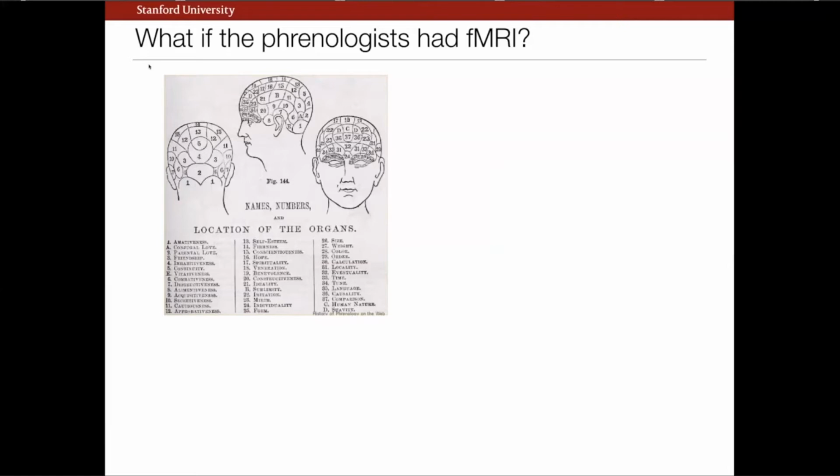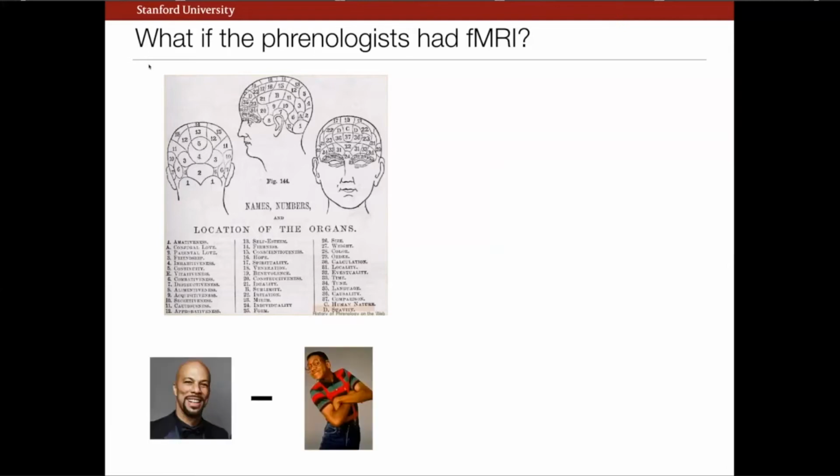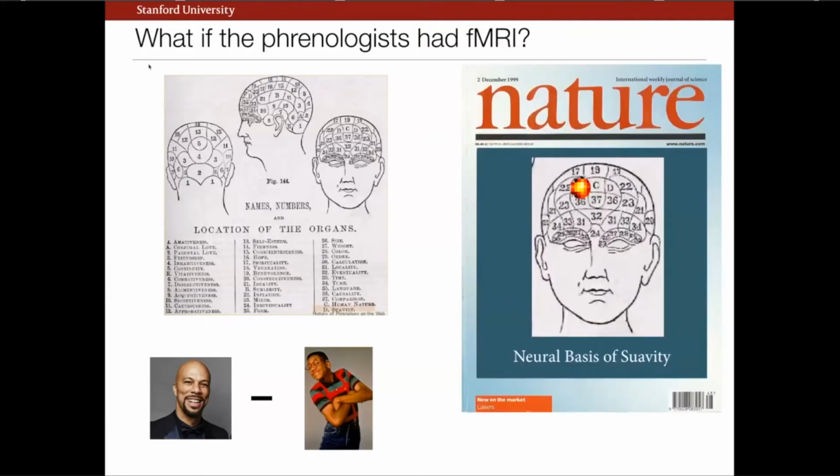But nonetheless, if the phrenologists had gotten their hands on fMRI, they could have done experiments. So let's say that you're a phrenologist who's interested in suavity, and you want to do an experiment to understand the neural basis of suavity. Well, you could show people pictures of suave individuals and pictures of not so suave individuals, and then look at differences in brain activity. None of us would probably doubt that they would find something, and write a paper on the neural basis of suavity. So the point is that the fact that something can be found with imaging doesn't necessarily tell us that the particular cognitive ontology underlying the experiment is really cutting the mind at its joints.